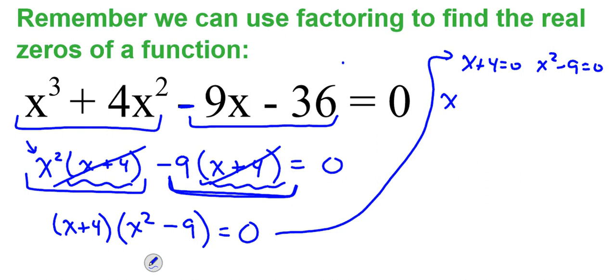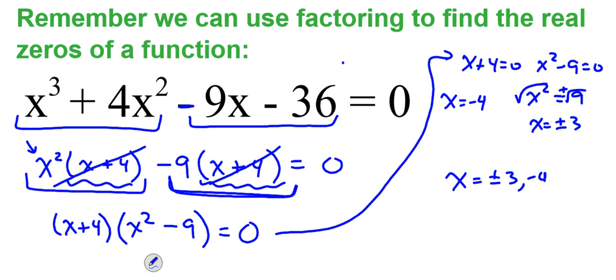So we've got x equals negative 4. And in this case, you could either factor the difference of 2 squares or just go ahead and use the square root method, right? We'll have x equals plus or minus 3, right? Because if we do plus or minus square root of 9, we'll get plus or minus 3. So what are our zeros? Our zeros are plus or minus 3 and negative 4.